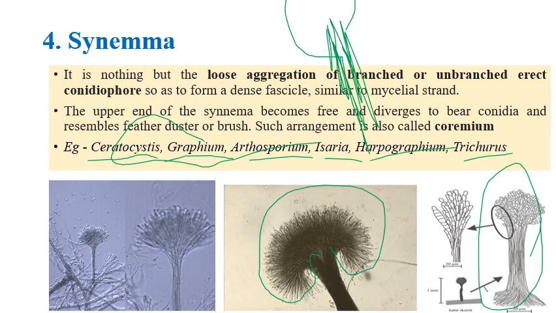These two are the microscopic features. You can see all the branches are erect conidiophores, right? It looks exactly like a tree or some kind of feather-duster-like structure, right? So this is synnema.